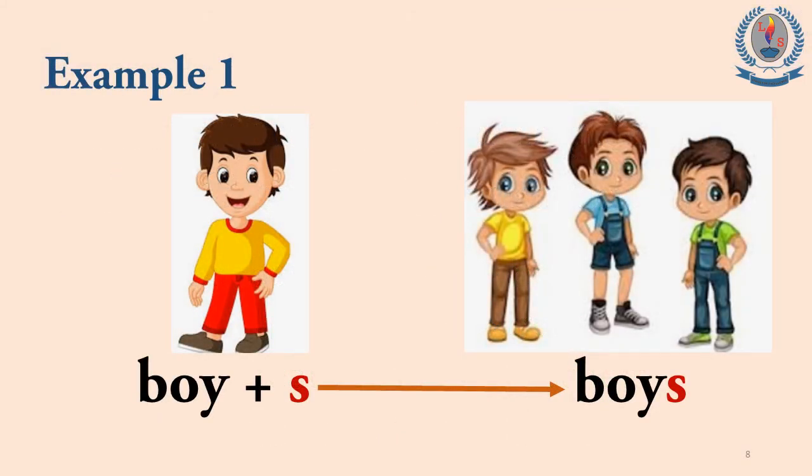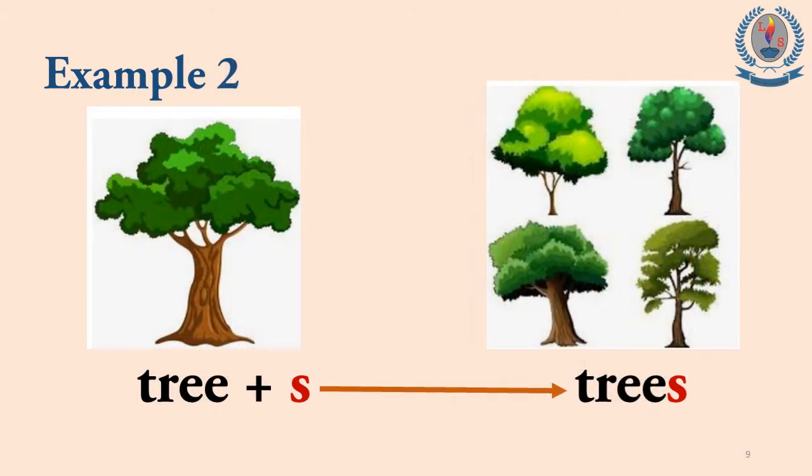Example number 1. Here, boy is the singular noun. When you add s to the singular noun, boy, you can form the plural noun, boys. Example number 2. Here, tree is the singular noun. When you add s to the singular noun, tree, you can form the plural noun, trees.